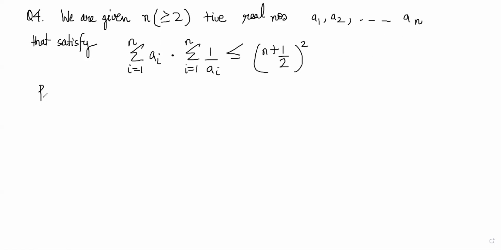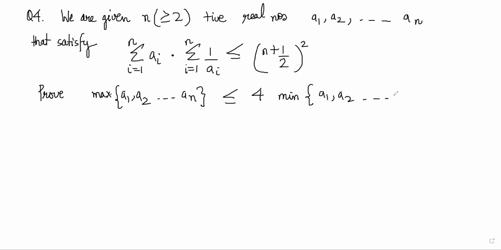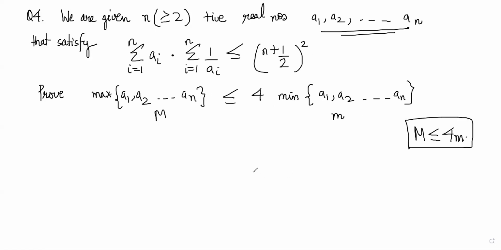We have to prove that the maximum of a1, a2 till an is less than or equal to 4 times the minimum of a1, a2 till an. So the maximum and minimum values of this sequence of positive reals, we have to prove that they satisfy this inequality. So let's call the minimum value small m and the maximum capital M. We have to show that capital M is less than or equal to 4 small m. This is what we need to prove.